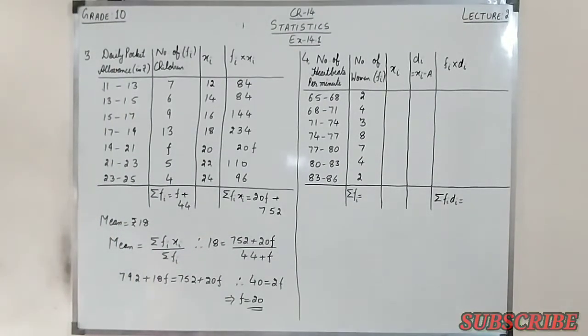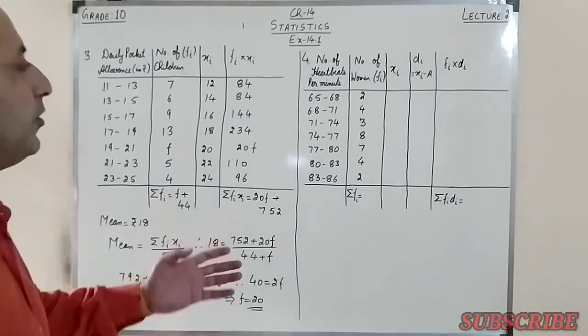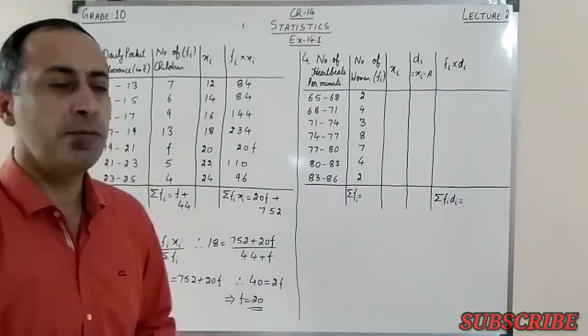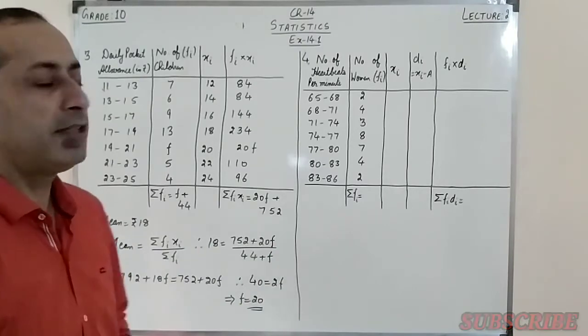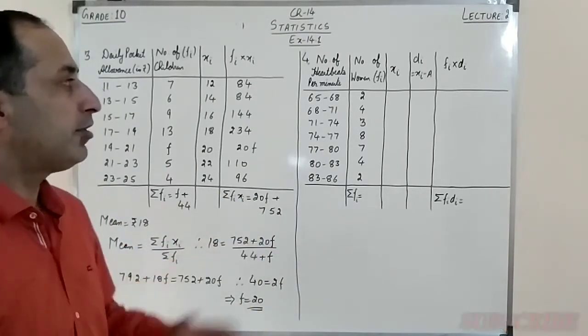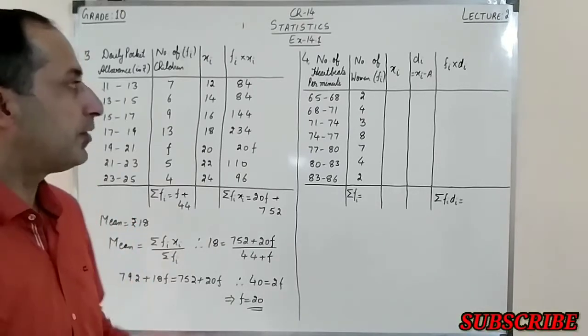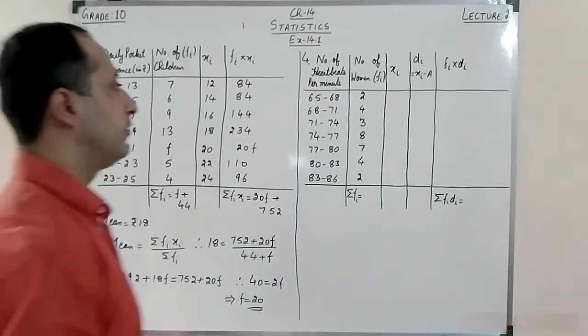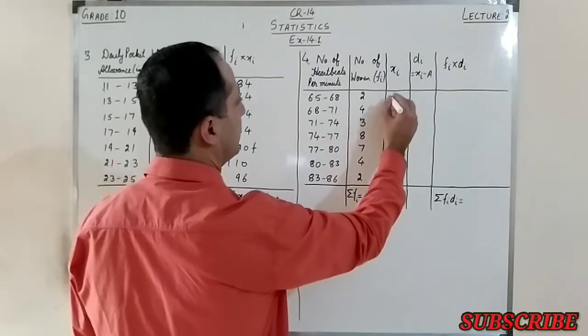Now let's see the next question, question number 4. In question number 4, what are we given? We are given the number of heartbeats per minute, and then the number of movements which have the particular heartbeats. Now we will solve this question using the assumed mean method. So the first step is to find xi. The first xi that comes out here is 66.5.